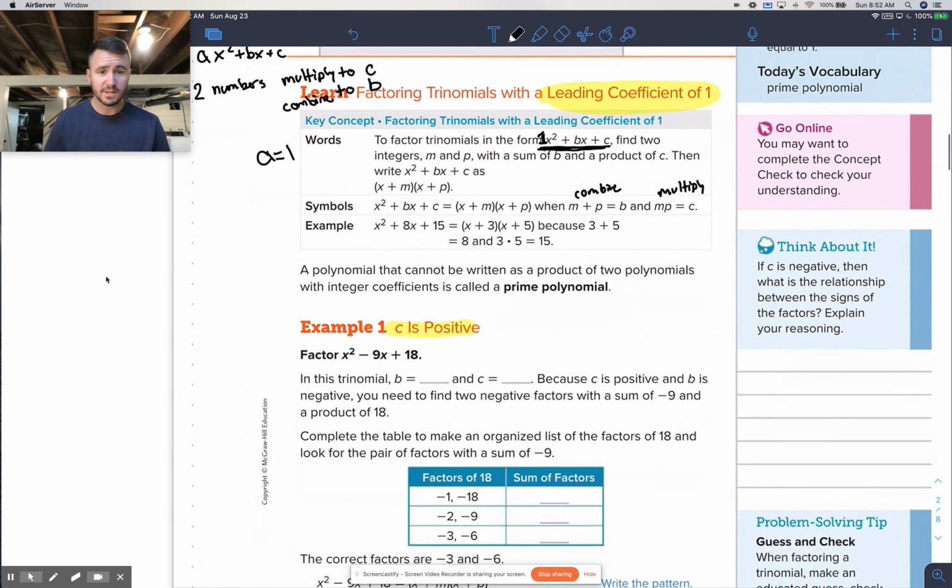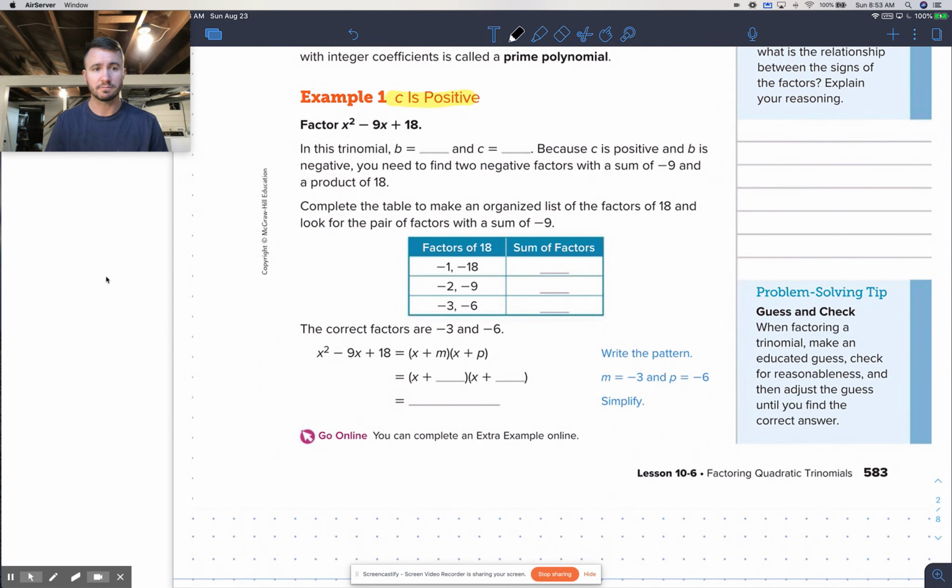All right, so here's our first example of how to actually factor a polynomial. They give you 1x squared minus 9x equals 18. So they're asking you first to identify what is the b, what is the c. I'm going to add on to that what is a. So a equals blank, b equals blank, c equals blank. So you need to identify what is a, what is b, what is c.